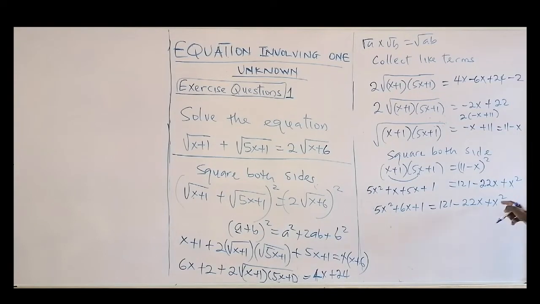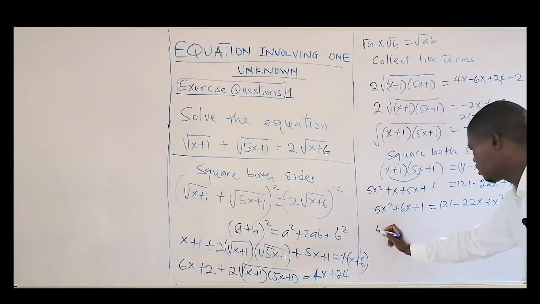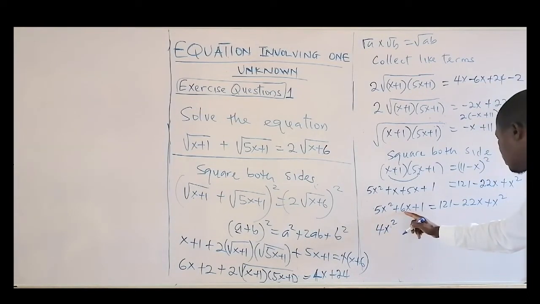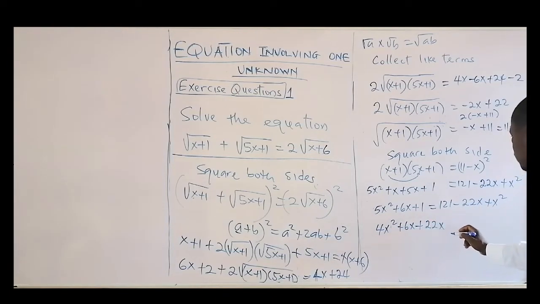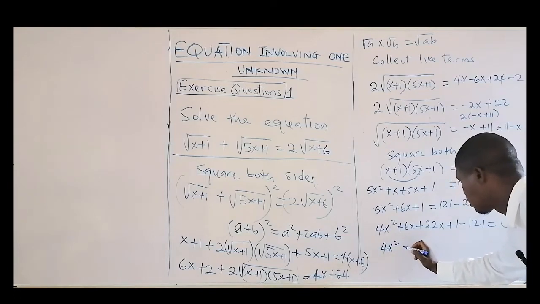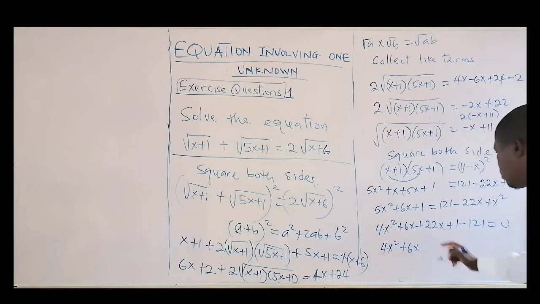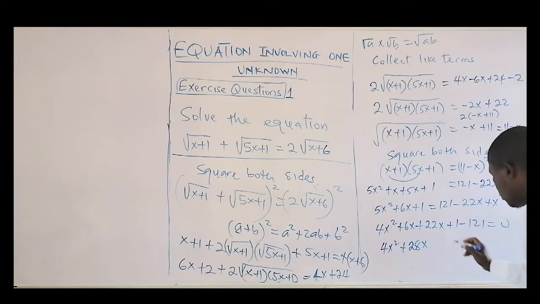So we can move this x squared to other side. That will be 5x minus x. That's 4x squared. This is 6x plus 6x. Move this one to other side. So plus 22x. This is 1 here. So that's a plus 1 minus 121 equal to 0. Move this 1 to other side also. So we now have 4x squared plus 6x, 6x plus 22. That's 20. And then 1 minus 121. That's minus 120 equal to 0.